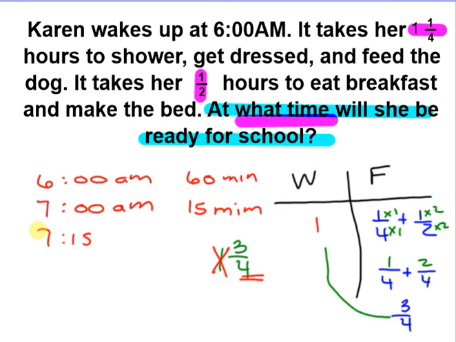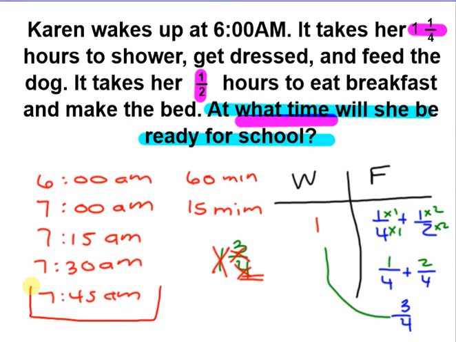So 7:15 a.m., 7:30 a.m., and then 7:45 a.m. And that will take care of that. So at what time is she ready for school? She is ready for school at 7:45 a.m. That was a multi-part question. All right, that is the end of addition word problems. Remember, WF chart and annotation rules. Best of luck.